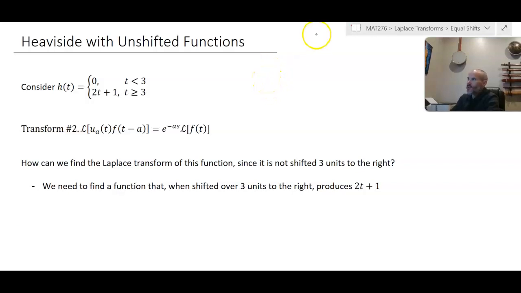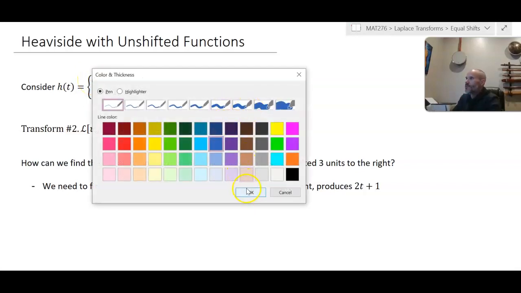One of the problems that we sometimes face when we are working with Laplace transforms of Heaviside functions is that we don't actually have a function that is in the form of a shift when we're dealing with it. So 2t plus 1, when we think about that function that turns on at time 3, it isn't a shifted function. It is not a transformation, as we would call it in algebra. It is simply the line 2t plus 1.